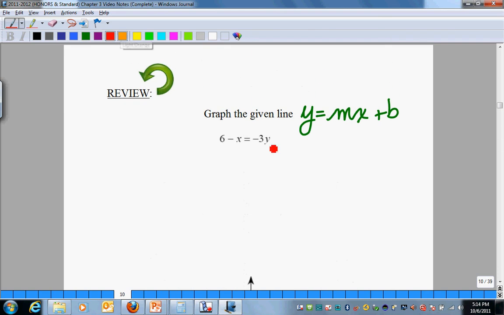So we want to get y all by itself. Divide by negative 3. Here the negative 3 cancels. I'm going to bring it around. It's y equals positive 1/3 x minus 2.